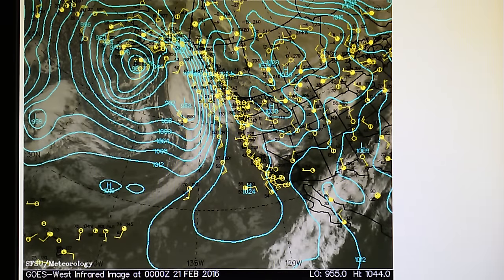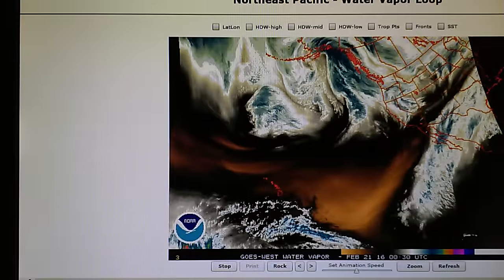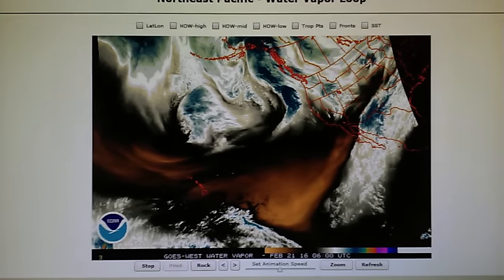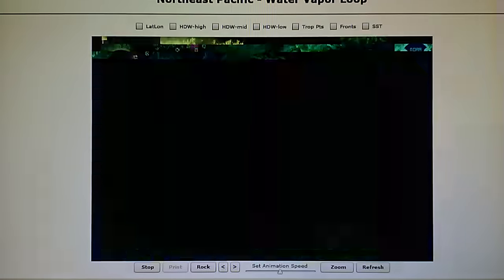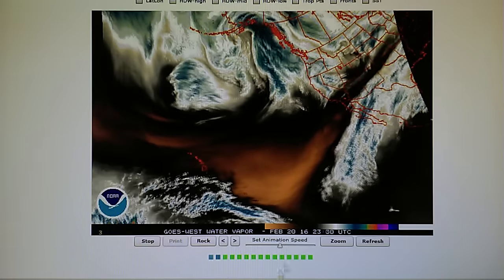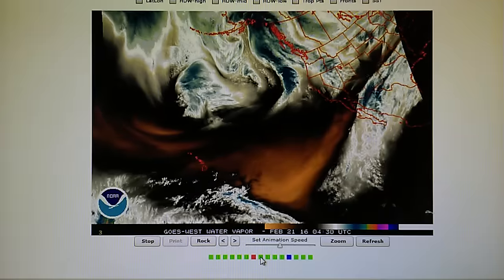coast. So this is day 3 now of stationary high pressure right out here. That's going to block all the rain for California. And let's take a look at some of these other maps. We have the Northeast Pacific water vapor loop. We've got a couple of maps here in that sequence that are not functioning right. Try to fix that right now.